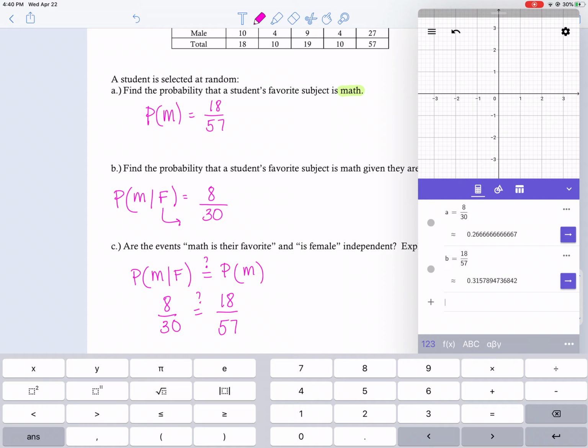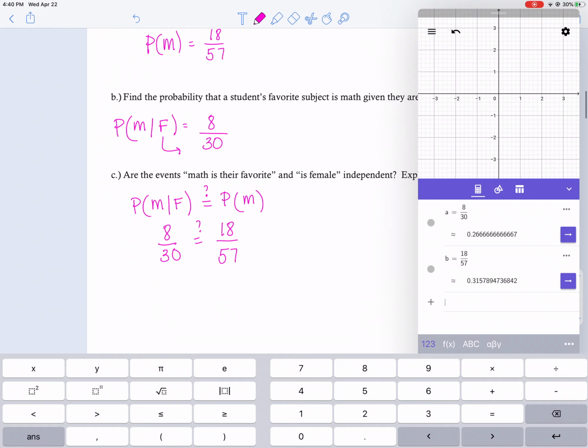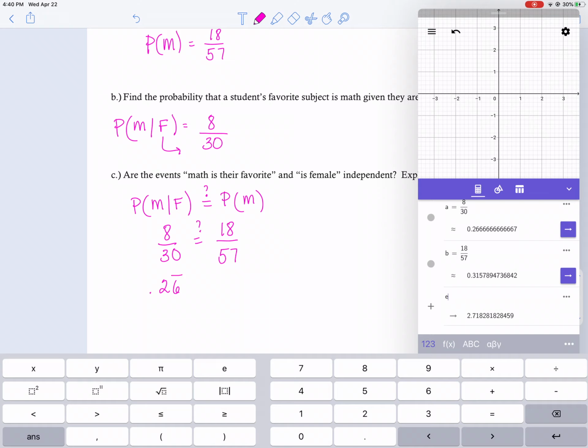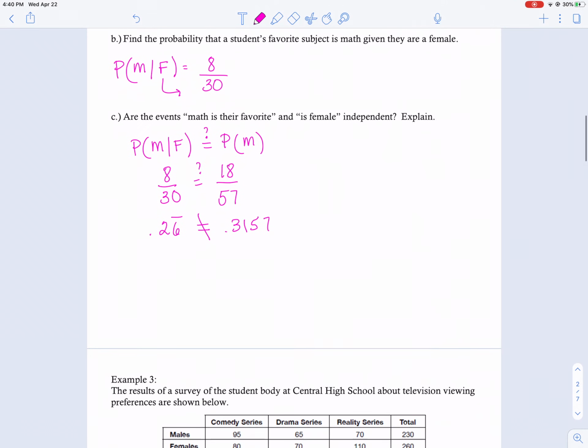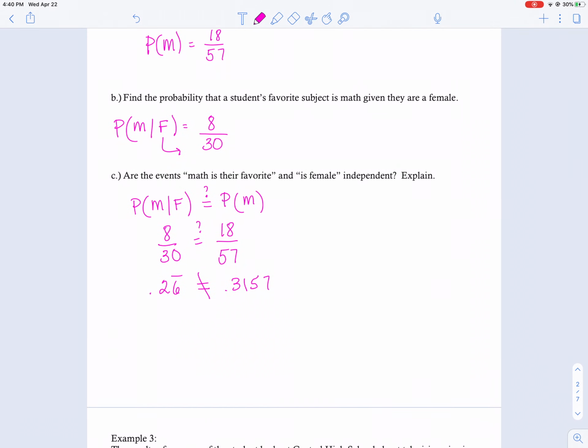We know that 8 out of 30 is 0.26 repeating, and 18/57 was 0.3157. So about what? 31.5 or 31.6% and 26.7%. Okay, so you are then going to be able to conclude these two events are not independent.